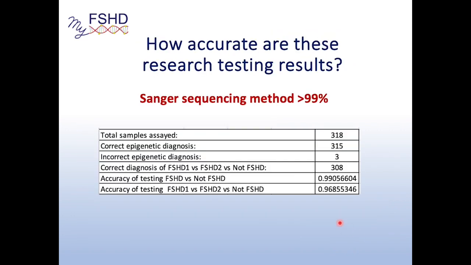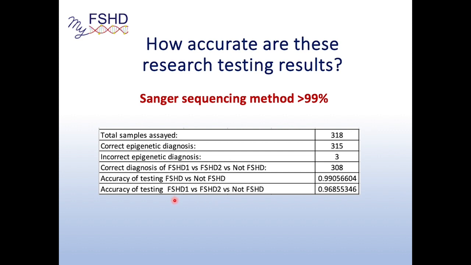Okay, so how accurate is this? We've done 318 genetically confirmed samples. 315 we got correct, 3 we got incorrect. When we look at FSHD1 versus FSHD2, we start to miss a couple of them. FSHD versus not FSHD is greater than 99%. FSHD1 versus FSHD2, they're still FSHD. But every once in a while, due to some unusual circumstances, an FSHD1 case can look like FSHD2, and we get it wrong, calling FSHD2. On rare occasions, we call somebody FSHD2 when they're actually FSHD1.